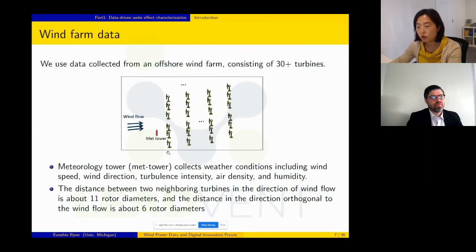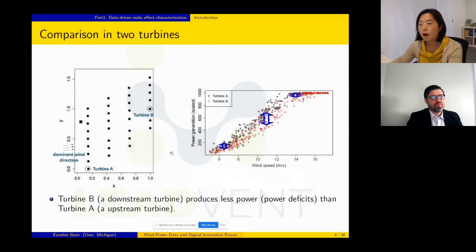Here, the layout is regular, and the distance between two neighboring turbines in the direction of the dominant wind flow is about 11 rotor diameters, and the distance in the direction orthogonal to the dominant wind flow is about 6 rotor diameters. To describe the wake effects, we compare the data from two turbines when wind blows from west to east. Turbine A is the upstream turbine, and turbine B becomes the downstream turbine.